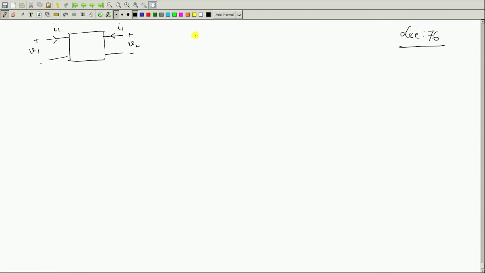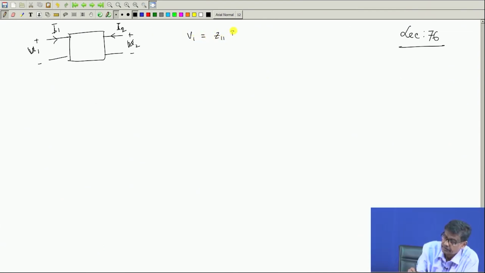But the point is, we have seen that if this two-port network is expressed in terms of the Z matrix, the input voltage and output voltage can be written as V1 is equal to Z11 I1 plus Z12 I2, and V2 is equal to Z21 I1 plus Z22 I2.